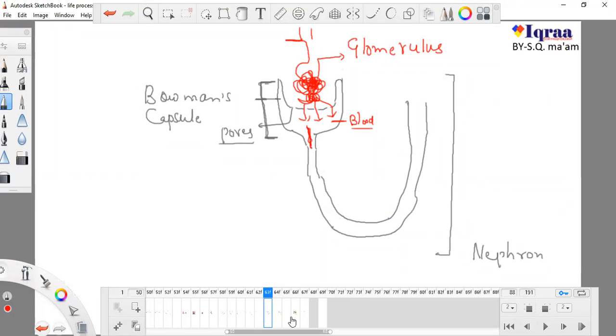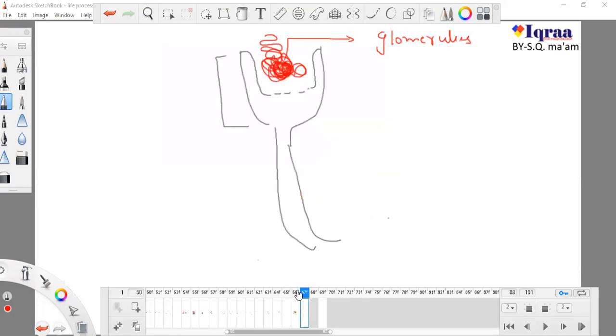Why? This happens because the blood is coming with full pressure, so the whole blood gets into this Bowman's capsule, and Bowman's capsule is further connected with this nephron. This entire part is known as nephron, and the cup.